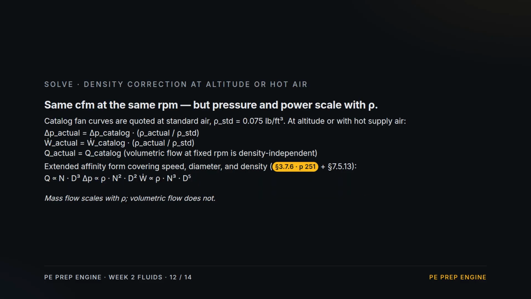One more correction. Catalog curves assume standard air. At altitude or with hot supply air, density is lower. Volumetric flow at a given RPM is unchanged, same CFM, but pressure rise and shaft power scale linearly with density. The extended affinity form covers all 3. Flow with N times D cubed, pressure with rho times N squared times D squared, power with rho times N cubed times D to the 5th.